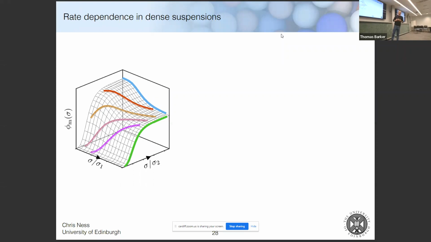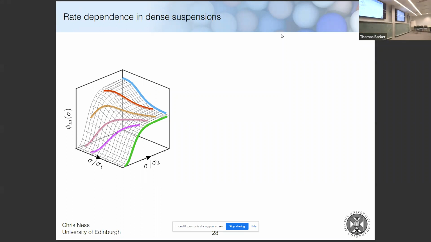For example, the interlocking of asperities or the angular surfaces, whereas the other stress scale might be related to something which causes the maximum packing to increase with stress. For example, adhesive interactions or something like that. So the green and blue represent the two limits where you have one stress scale governing the system. So you'd either have shear thinning or shear thickening. And then the intermediate ones are for cases where both stress scales are relevant. So you might have some adhesion, but also some interlocking.